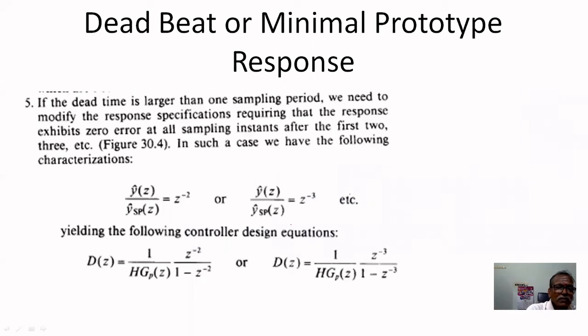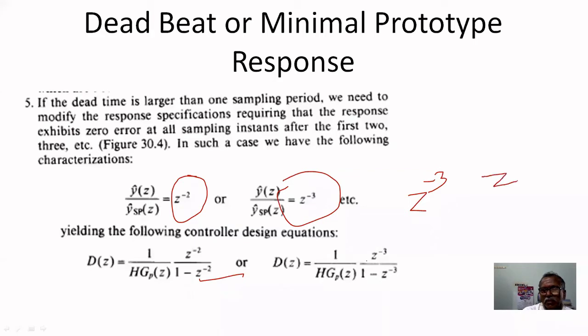Then the next thing that we have to see here, that we discussed so far: if the dead time is z power minus 2, then we assume z power minus 3, and the controller design will look like this. If the dead time is 1 sampling period and 2 sampling periods, then it should be z power minus 3. If it is 3 sampling periods, then it should be z power minus 4.